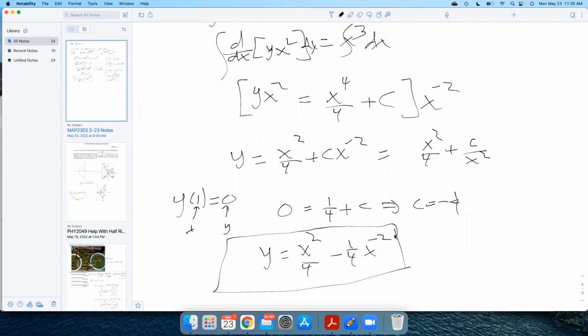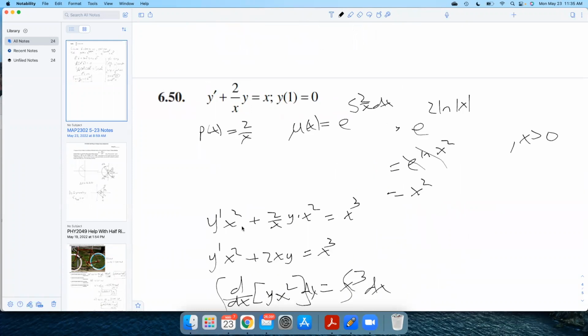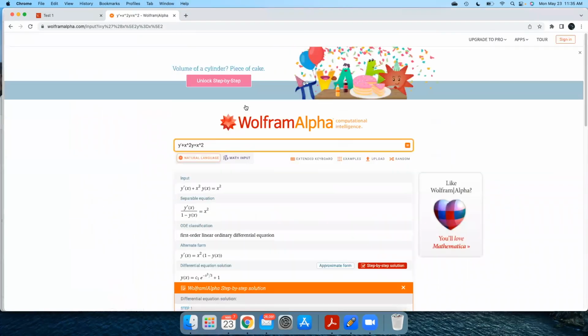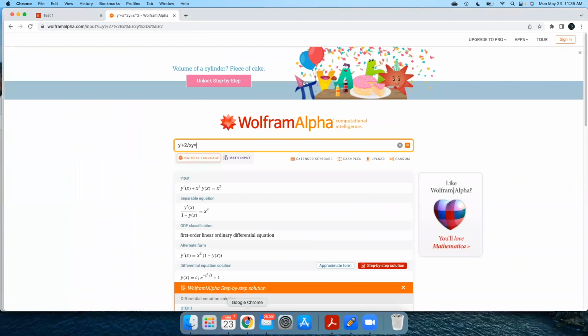And again, we can check this answer. Is that here in Wolfram Alpha? Let's see, that was y prime plus 2 over xy equals, I've already forgotten, x, y of 1 equals 0. So I just put a comma, y of 1 equals 0.